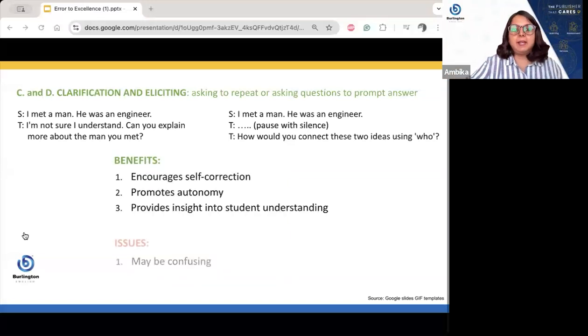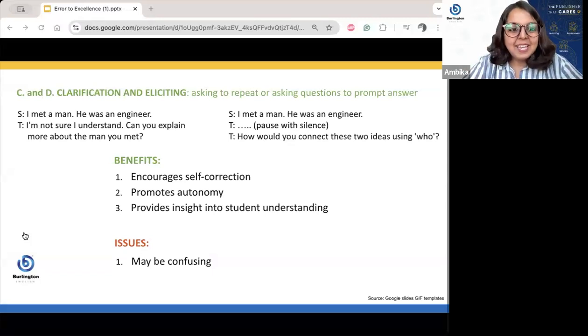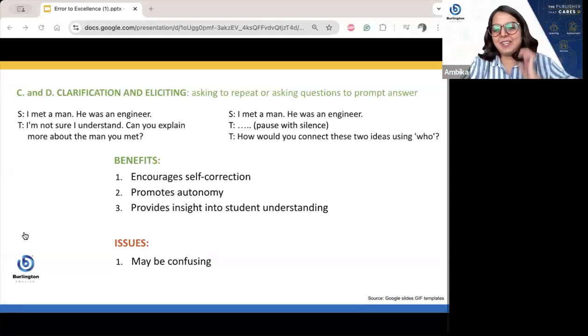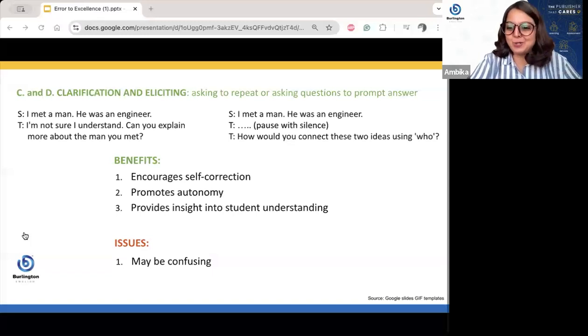So, yes, like many of you said, self correction, autonomy. Again, they feel that they are in power. And when they answer it correctly, they feel like, oh, yes, I can actually do this. And an issue may be that sometimes they may not understand it's an error and it could be a little bit confusing, but otherwise I think this is a very tried and tested method which is quite good to go as well.